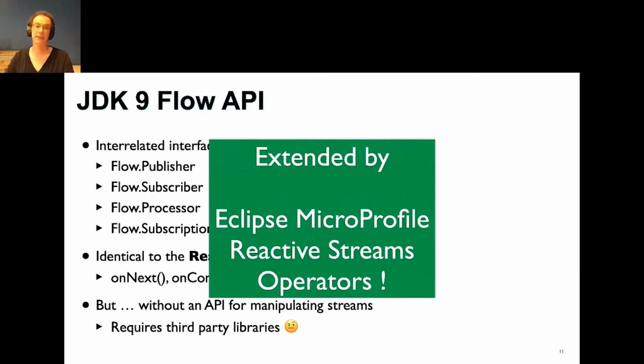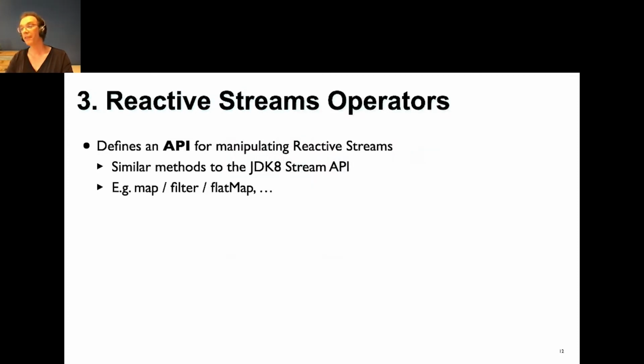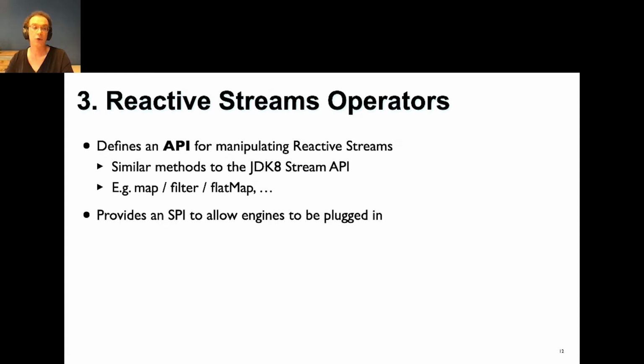Now, this API has been extended by the Eclipse Microprofile Reactive Streams operator specification, which is really a mouthful. I've shortened it to the Reactive Streams operators, because otherwise I'll just keep talking too fast to get the presentation going. It defines an API for manipulating the streams. It has similar methods to the Java 8 Stream API, the map, filter, flat map, and other things. And it also provides service provider interfaces to allow engines to be plugged in. And this is essential in combination with reactive messaging.